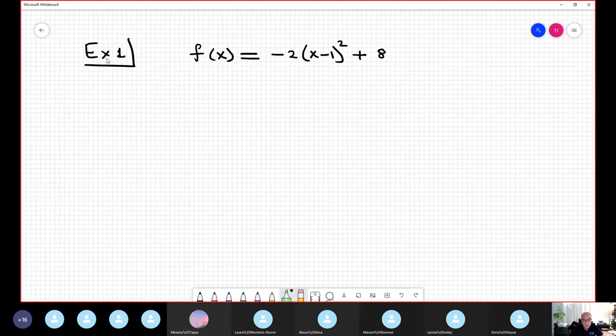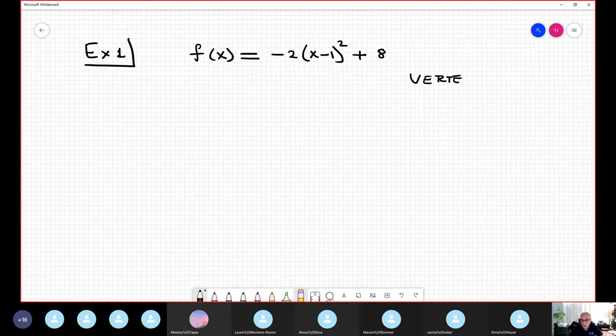However, I have two versions of the quadratic, standard or vertex form. What do you think? Is it vertex or standard? You have two possibilities. Let me know. Is it vertex form? Vertex. Absolutely. It's vertex form. Mr. Jose, it's vertex form, professor. Because it looks similar.